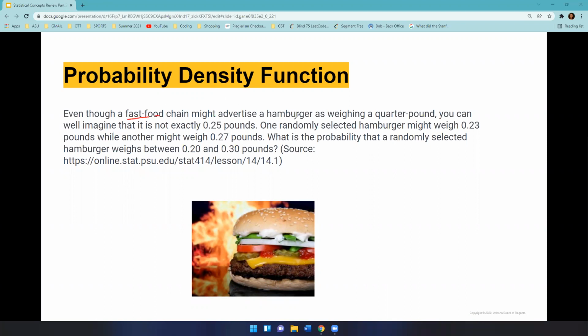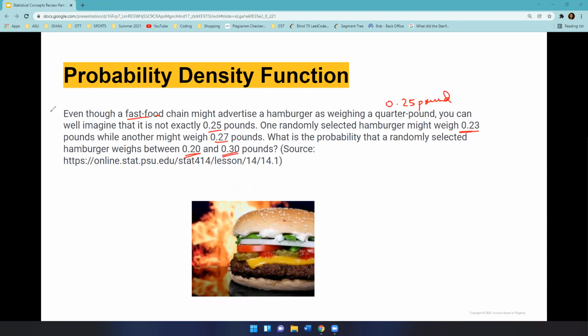So they basically advertise that a hamburger they are selling is a quarter pound. They say that they sell a hamburger which weighs 0.25 pound, but we all know it isn't exactly 0.25 pound. It could be more or less. A randomly selected hamburger might weigh 0.23 pound, less than 0.25, or it could weigh more than 0.25, like 0.27 pound. So if we are asked to calculate the probability that a randomly selected hamburger weighs between 0.20 and 0.30 pound.